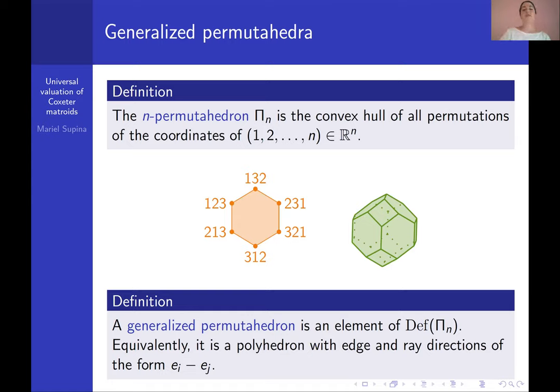So it's clear from this definition that permutahedra, and generalized permutahedra as well, are really closely linked to the symmetric group, because you get the permutahedron by taking the symmetric group orbit of this point and taking the convex hull. And also, if you're familiar with root systems, you may notice that the edge directions of a generalized permutahedron need to be of the form e_i minus e_j, which are the roots of the type A root system, which corresponds to the symmetric group.